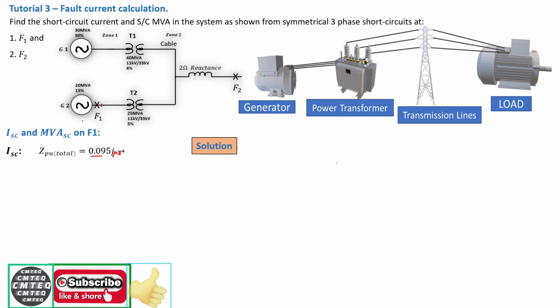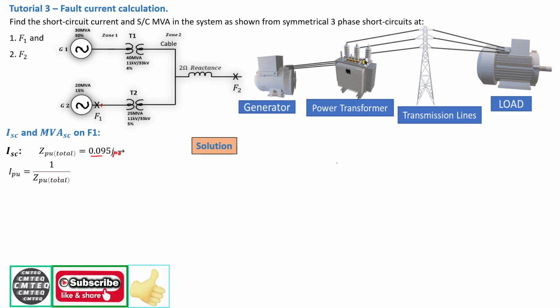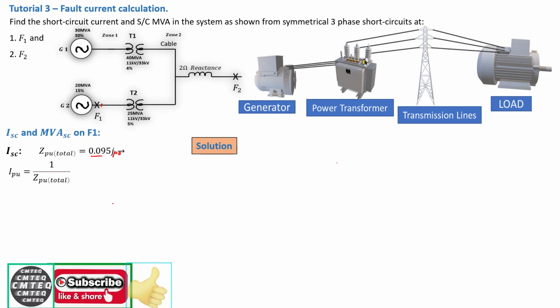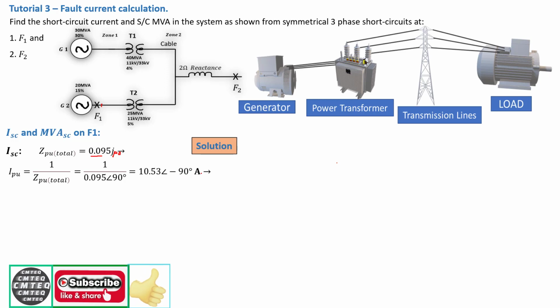Now the next thing to do is then to calculate the per unit current. We know that the per unit current is given by 1, which is the 1 volt per unit, that's unity, divided by the Z per unit total. Now this means we can replace the value because we already know what Z per unit total is, and that gives us a value of 10.53 with an angle of minus 90 degrees.